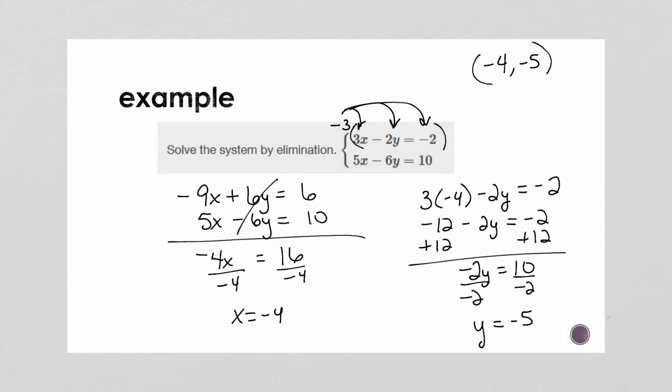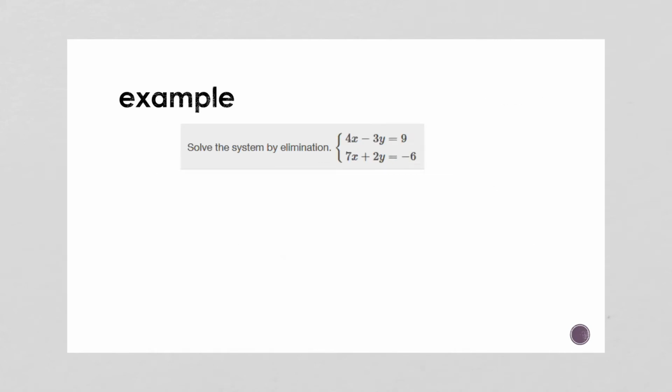Okay, so now we're going to try this one. Always try both equations. 5 times -4 minus 6 times -5, and I'm hoping for a +10 here. Yep, that's what I got. So I know for a fact that this is the correct answer. All right, let's do another example.